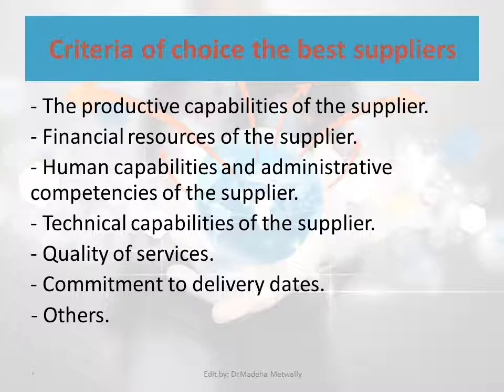To judge the efficiency of suppliers, the negotiator can depend on the following criteria. First, productive capability of the supplier, financial resources of the supplier, human capability and administrative competence of the supplier, technical capability of the supplier, quality of service, commitment to delivery date, and others. Others mean additional criteria such as capability of transportation, for example, or capability of inspection.